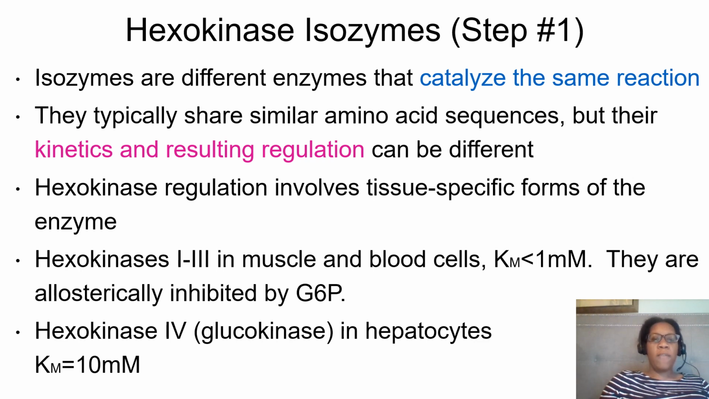Hexokinase 4, however, also called glucokinase, is found in the liver. The Km is about 10 millimolar. So it doesn't operate at its Vmax until the blood glucose levels get to be extremely high. So it remains active at extremely high concentrations of glucose, and if the glucose gets to be too high, that glucose can be transported to other cells.